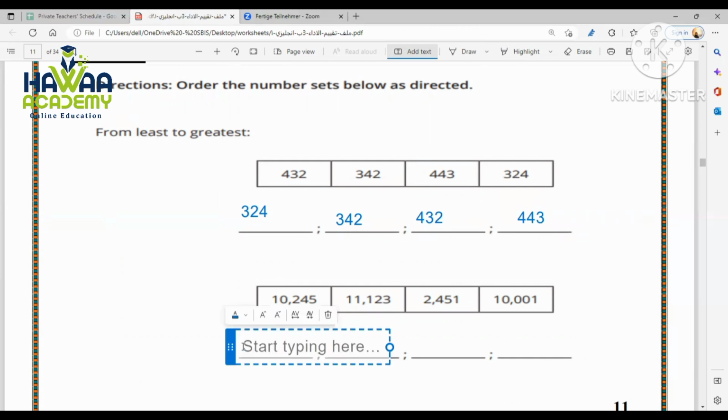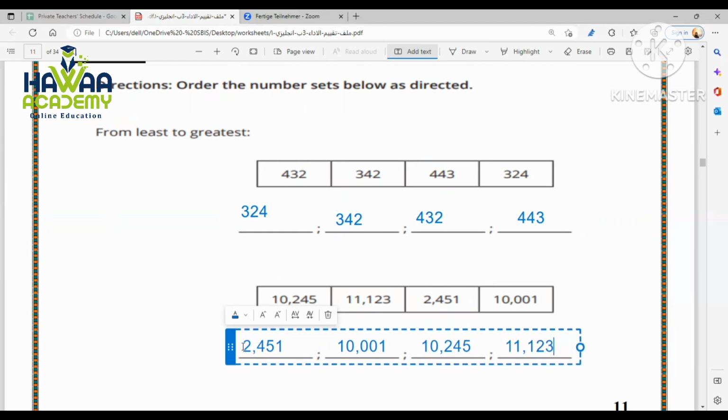The same as here. We're going to start with the smallest number, which is 2,451. Right there. And then I have 10,001. After that, I have 10,245. And after that, we have 11,123.